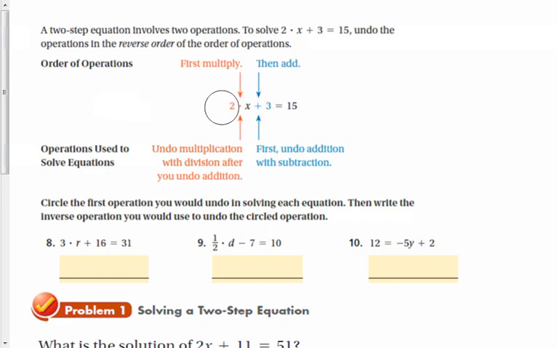And the way you undo it is the undoing operation is just the inverse operation, the opposite. Like if it's addition, then you're going to subtract. If it's multiplication, then you're going to divide, and so on. So go ahead and circle the first operation you would do in solving each equation, then write the inverse operation you would use to undo that.